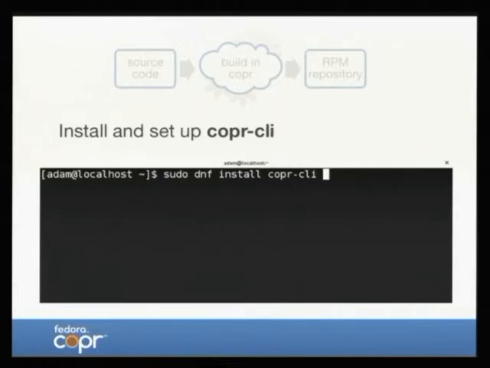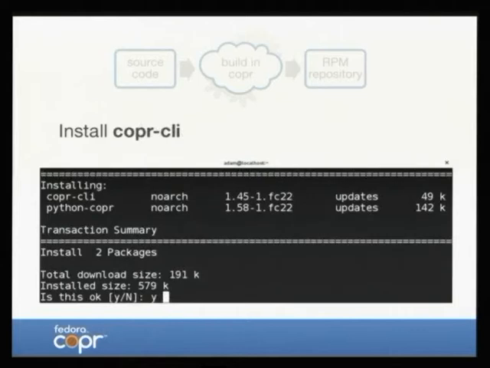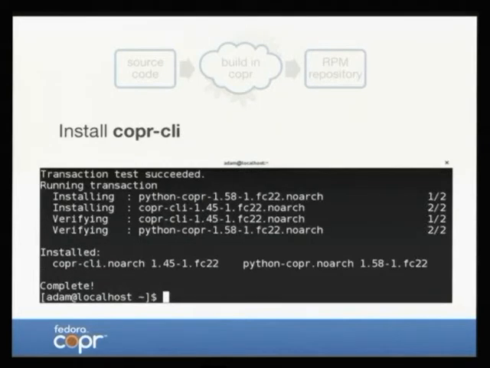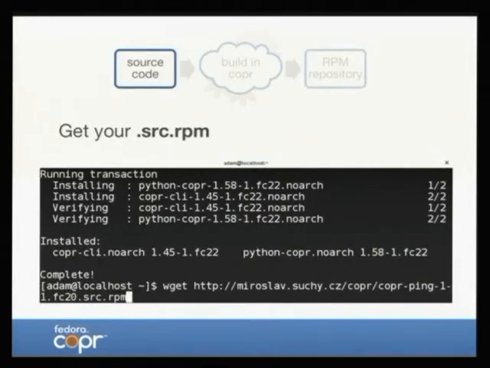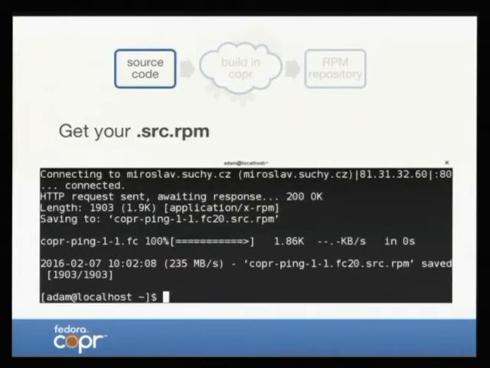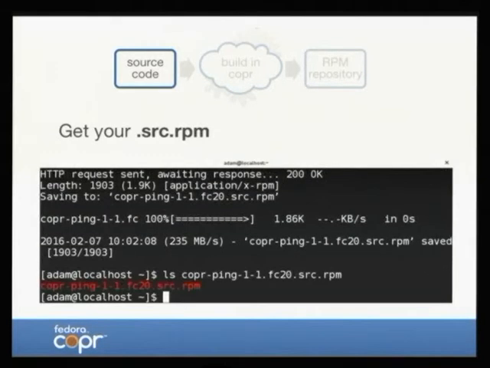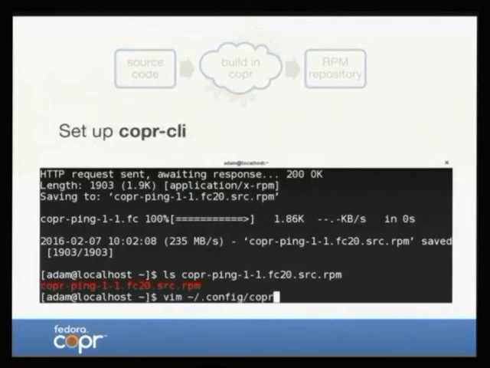So first, what you need to do is install Copr CLI, which is our client. So I will do it right now. Yes. Thank you. Now I want to build some source. I just picked random source from the internet. So I will download it. Yay. And I've got it in my directory.